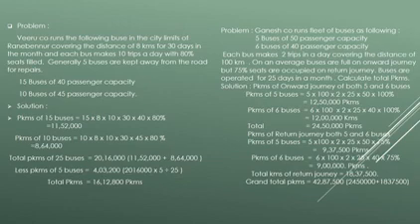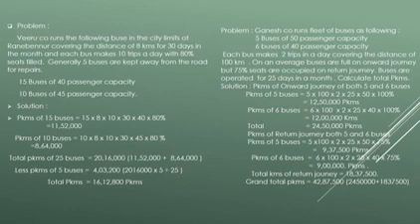Now fill up the figures. Number of buses 15 into distance 8 into trips 10 into days 30 into capacity 40 into percentage carried 80%. So the total of all this is 11,52,000 kilometers. 11,52,000 passenger kilometers are of 15 buses.